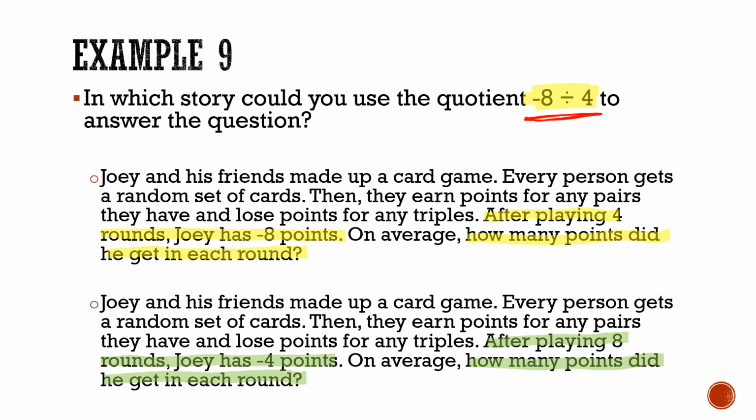The 8, granted, is negative in both of them. Negative 8 here. And then after playing 8 rounds, that's just a positive 8 there. And then after playing 4 rounds, that's a positive 4. This one is a negative 4. So you need to ask yourself which one supports negative 8 and positive 4. And it would be the first one.